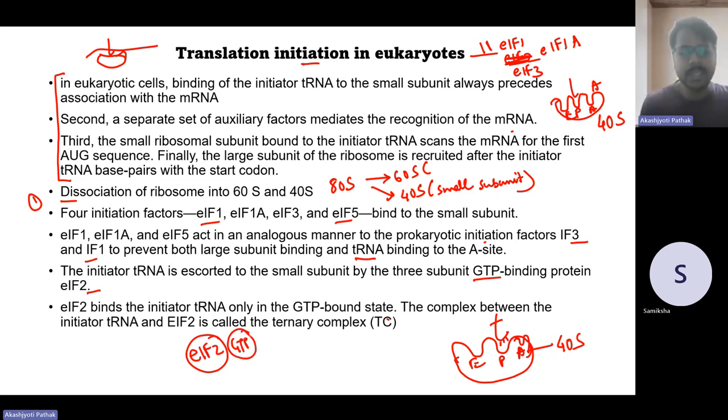In the next slide, there is a figure. Once you go through this figure, you can understand it better. When this initiation factor 2 is bound to GTP, only then it goes and binds to the initiator tRNA. Then the association of this EIF2, initiator tRNA and the small subunit of ribosome, these three structures together are called the ternary complex.